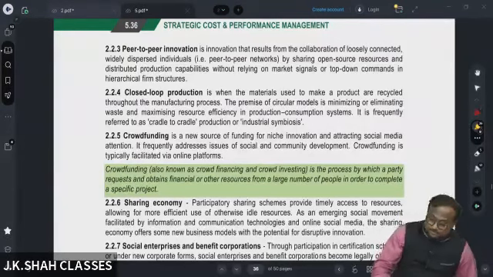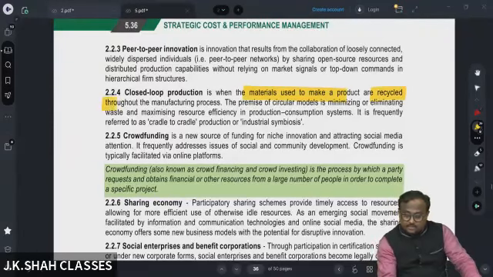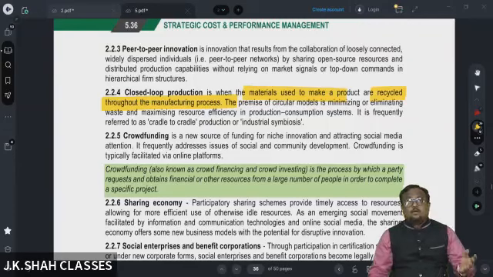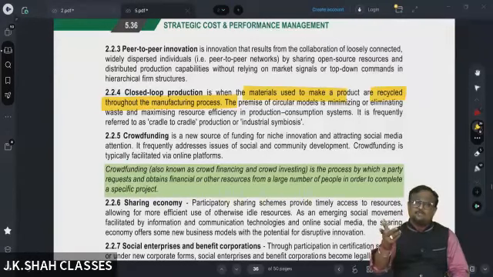Closed loop production. Okay, closed loop production means the materials used to make the product are recycled throughout the manufacturing process. Throughout the manufacturing process means you're using some raw material for producing the product. Peer-to-peer innovation is, again, two companies from the same industry coming together. Toyota and Suzuki can be taken as an example for this also.